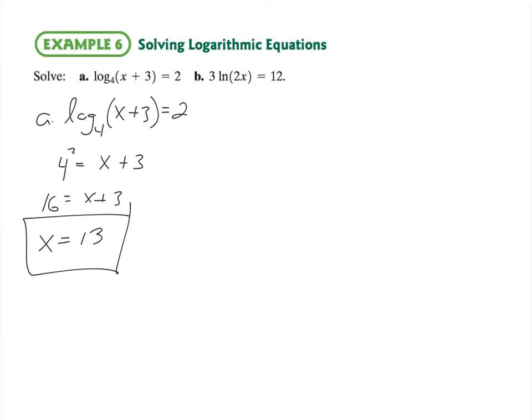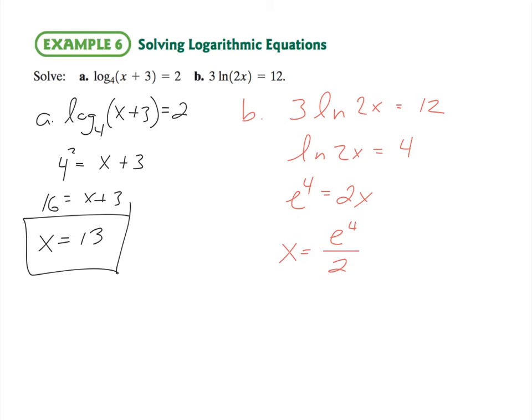The second one is just slightly different. So B, the first thing I want to do is start with 3 ln of 2x is equal to 12. I'm going to divide both sides by 3 to get the ln of 2x is now equal to 4. And now I'm going to turn this into e to the 4th power is equal to 2x, or x is equal to e to the 4th over 2. And you could do a decimal approximation, but for this purpose, e to the 4th over 2 is a sufficient answer.